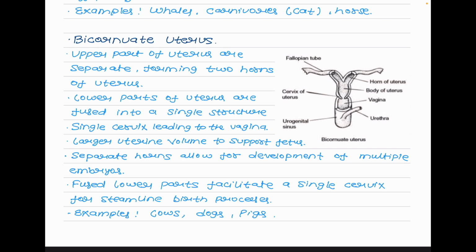This type of uterus provides a large uterine volume, supporting the development of multiple fetuses, and the fused lower part helps in streamlined birthing. Widely found in animals that produce multiple offspring but require coordinated birth through one cervix. Fetal distribution across horns is generally even, promoting optimal development. And this type of uterus is seen in cows, dogs, and pigs.